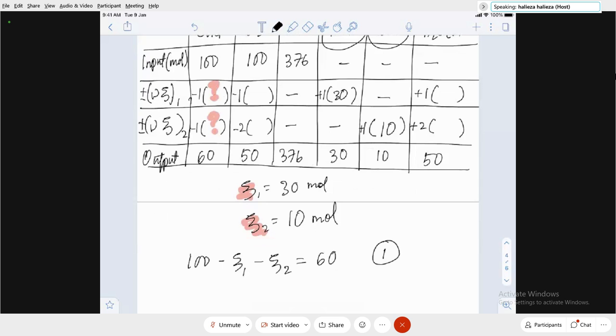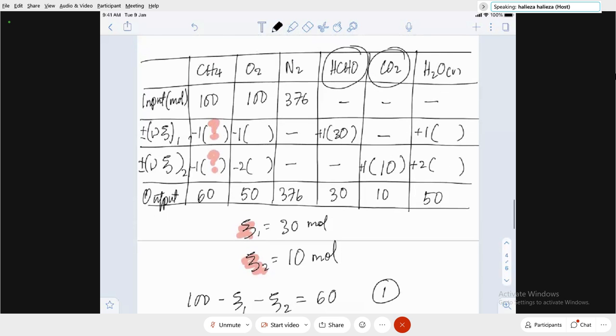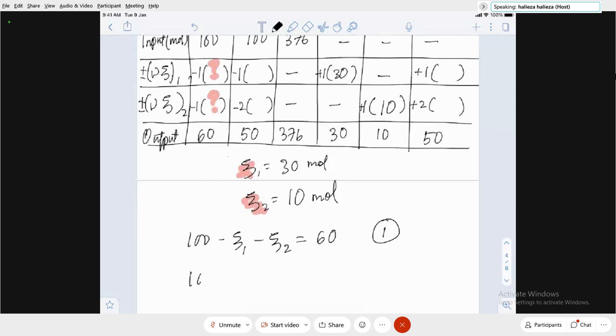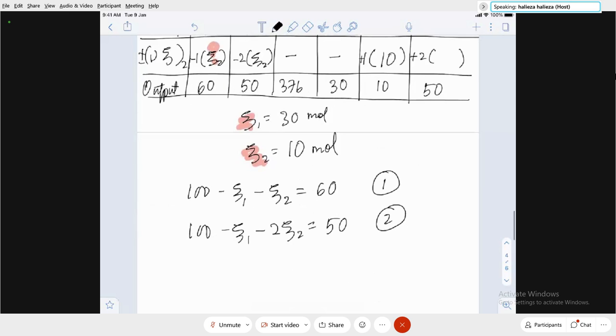You cannot solve it. You can go to oxygen after that: 100 minus extent of reaction 1 minus 2 times extent of reaction 2, because this is 1, this is 2, and you come up with the final answer. Then you solve them simultaneously, and you get extent of reaction 1 equal to 30 and extent of reaction 2 equal to 10. Okay. Is it the same? Why is it 60?